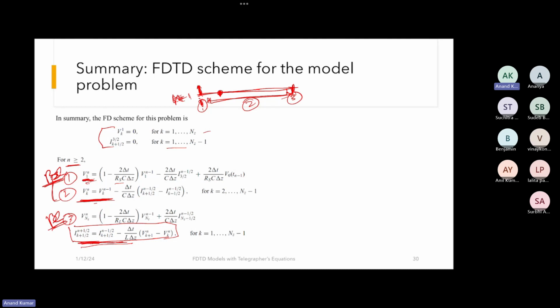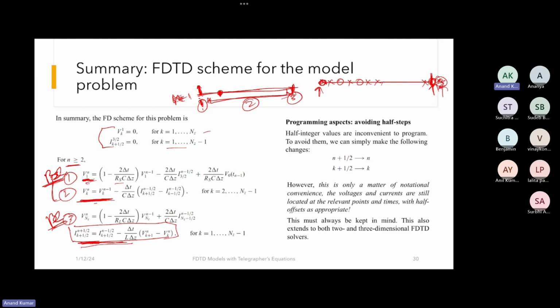So essentially what we did was we calculated the voltage value over here and the voltage value over here, and then we calculated the current values and voltage values inside the simulation space. So the boundary conditions are only applied on the voltage values, and we will essentially solve for one less current value. So we just skip this current value so that we terminate the space over here.